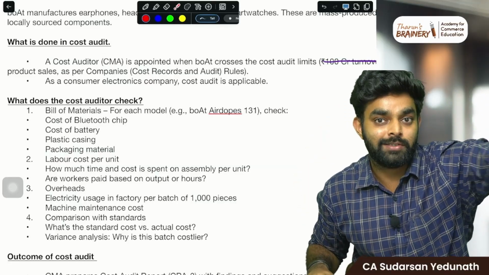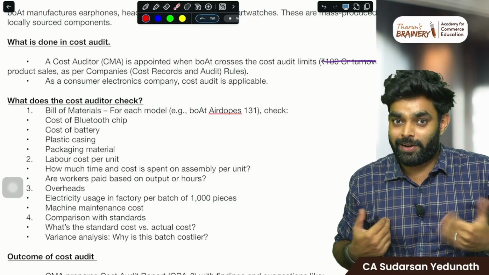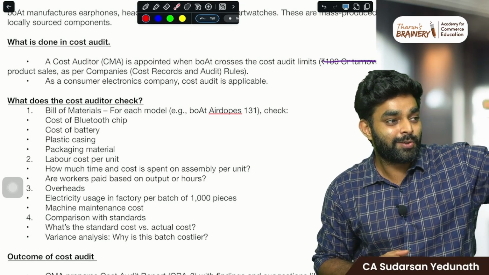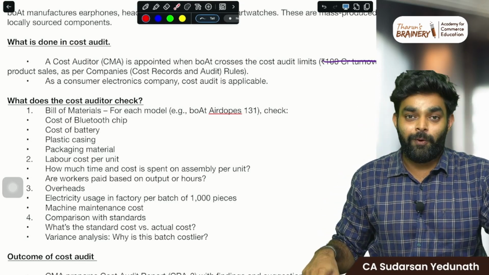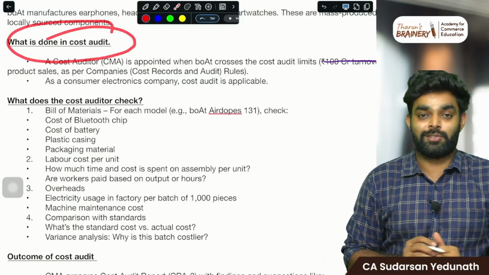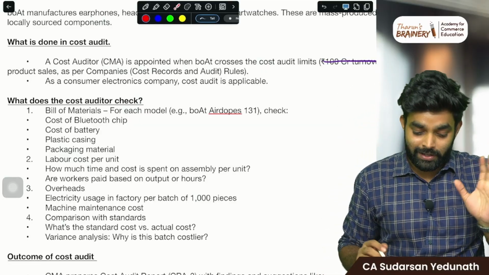Aman Gupta, the CEO of Boat, came to me and said, Sudarshan, can you please do the audit? I am a chartered accountant, I cannot do the cost audit. Imagine I am a CMA. So he says, Sudarshan, come do the cost audit, and I'll say yes, I'm coming. What are the things that I'm going to do there? What is done in cost audit? Picturize what I'm saying.